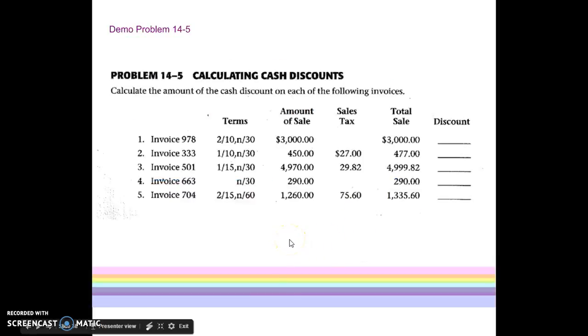Demo problem 14.5, which we'll be going over next time we meet in class, is calculating cash discounts. You have the terms listed for each of the 5 invoices, the amount of the sales, and whether or not tax was charged. Based on the calculation, determine the discount. For example, if we have invoice 978 and the terms are 2/10, n/30, what is the discount on that $3,000 sale? And so on through the 5th invoice. Give that a try, otherwise we will do this together next time we meet in class as guided practice.